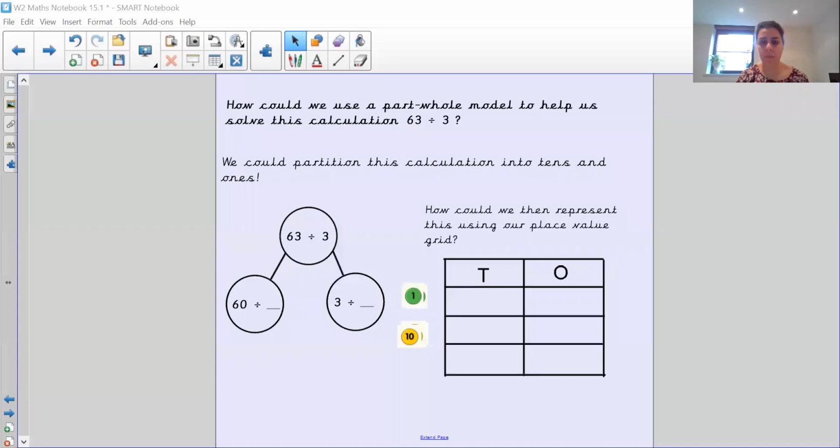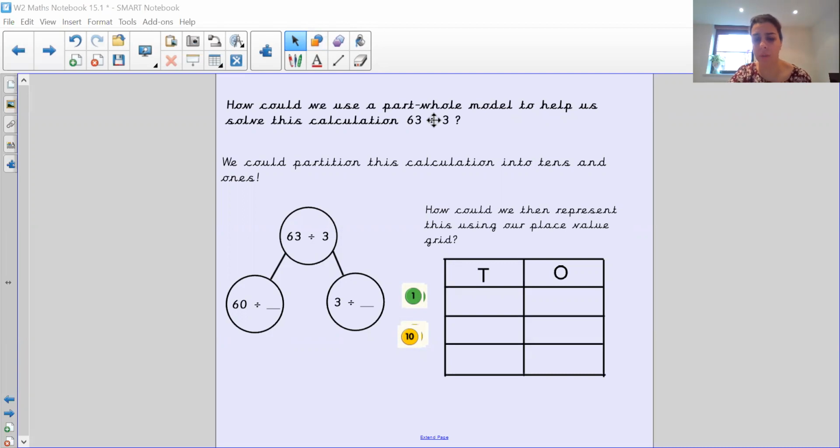Okay, I'm going to share my screen with you. I'm going to start by looking at yesterday's work. So you were asked to use a part-whole model to help you solve some division questions. So remember we said division was like sharing. So here we've got the question 63 divided by 3.